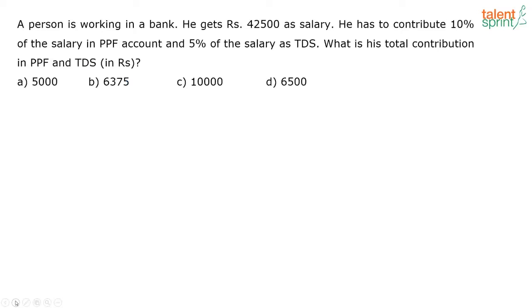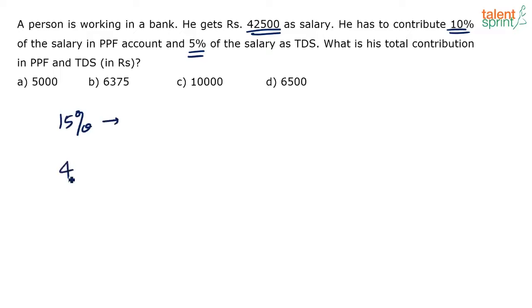Next question. A person is working in a bank. He gets rupees 42,500 as salary. He has to contribute 10% of his salary in Provident Fund and 5% of his salary as TDS. What is his total contribution in PPF and TDS? So how do we solve this question? See, out of this 42,500 rupees salary that he gets, 10% he is contributing, followed by a 5%. So totally 15% of his salary he is contributing.